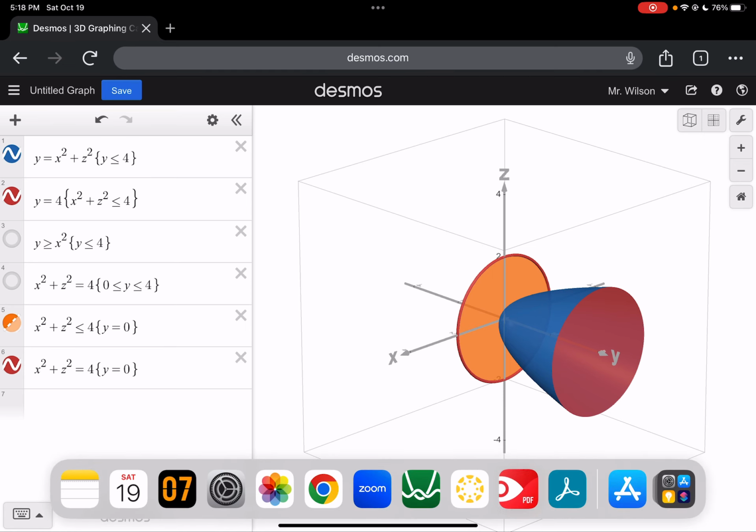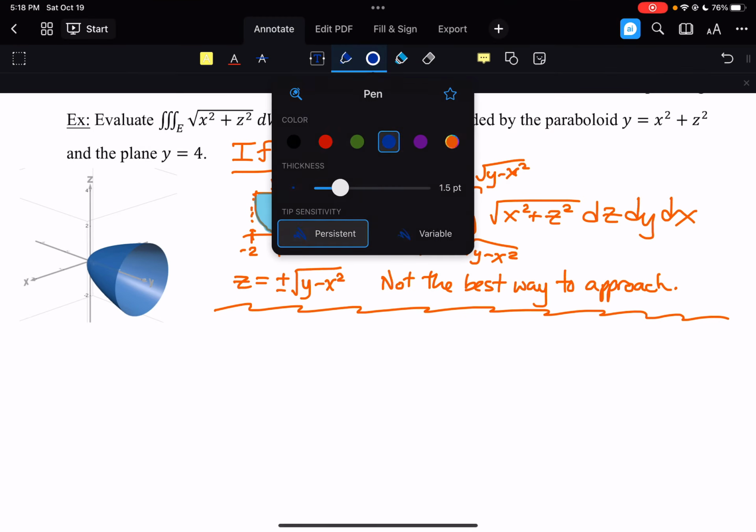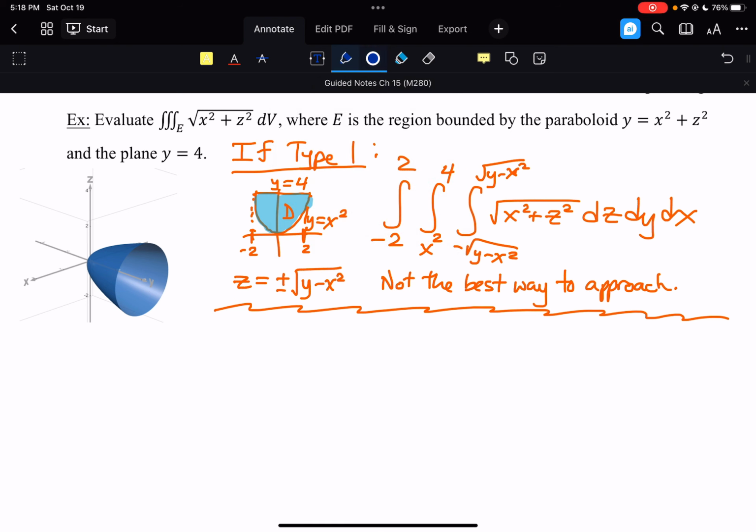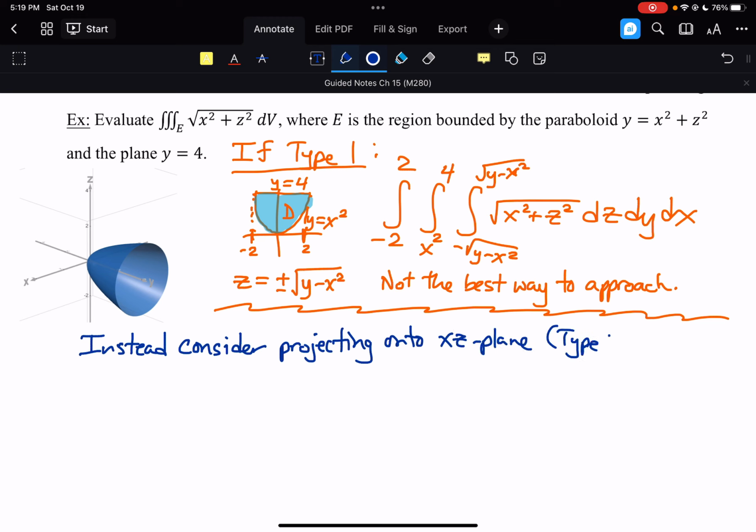So let's take a look at what this does. So we can say instead, consider projecting onto the xz plane. And again, if we're sticking with their labels, this would be type 3.